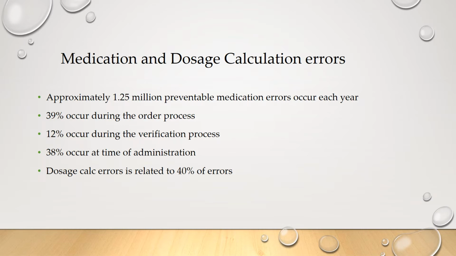And then 38% occur at the time of administration. That would be giving the wrong dose, the wrong medication to the wrong patient. So 40% of all errors are from Dosage Calc errors. So that's why it's so important that we talk about calculation and you learn how to do dimensional analysis to help you make sure that you have everything in that calculation that's needed to provide the correct dosage.